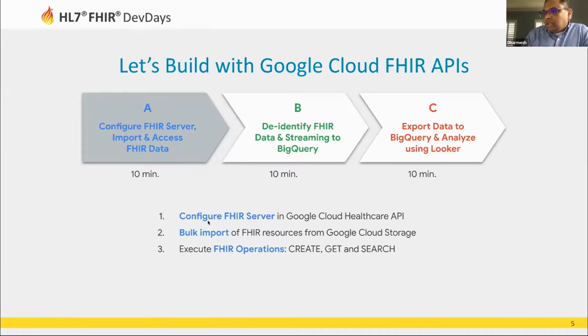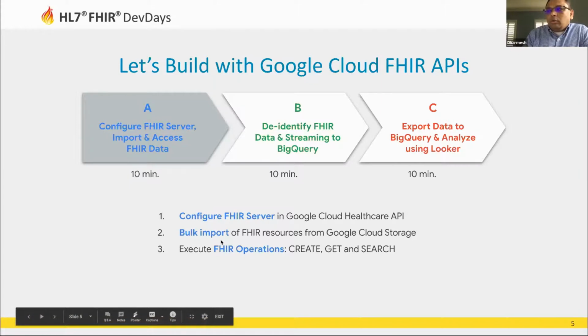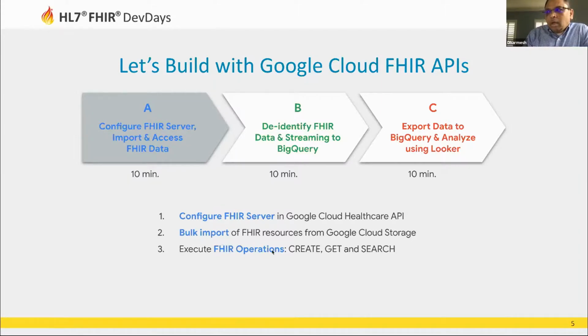So these are the 3 things you will be doing basically in section 1. You will be configuring a FHIR server. You will be bulk importing data from Google Cloud Storage into the FHIR server, and then you will be executing a few FHIR operations like create, get, and search. So I'll leave you guys on that.